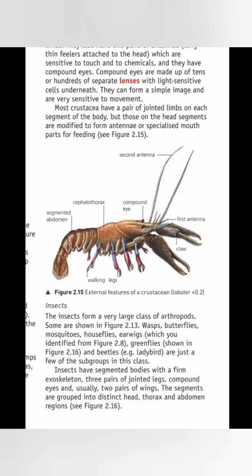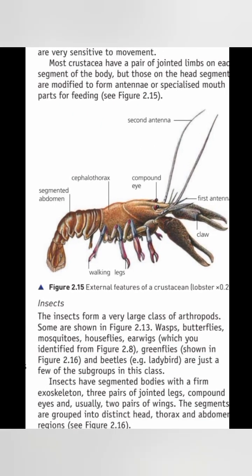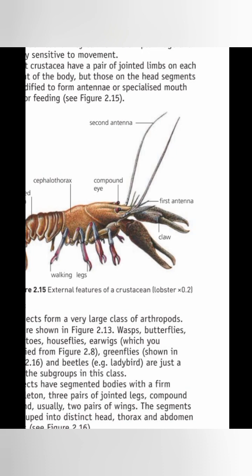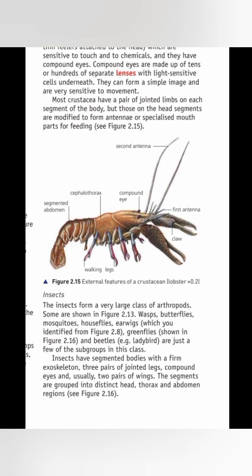These are the segmented abdomen, cephalothorax, compound eyes, antennae and claws, and this is the feature diagram of crustaceans. This is a lobster. Lobster is a crustacean, and this image shows the picture of a lobster.